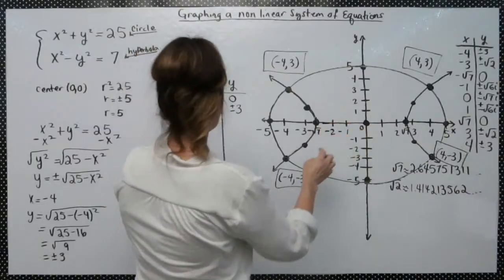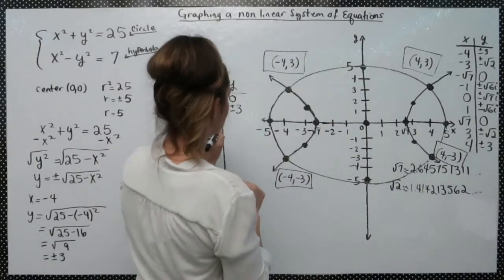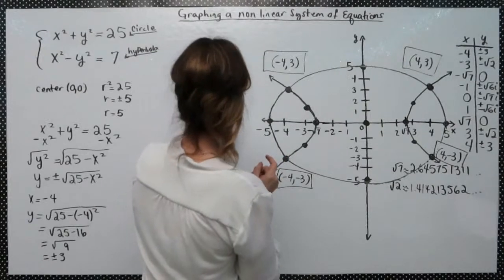All right, so we'll go ahead and plug in when x is 0. And we've got, when x is 0, we got plus or minus 5.